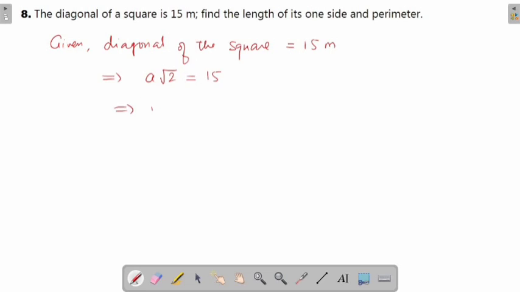So from here, what is a? Bring this root 2 to the denominator, it becomes 15 by root 2. Now you need to find the length of one of its sides. So we got our one side. So this is one of the answers. Now you need to find the perimeter, right? So we have perimeter. See here carefully.